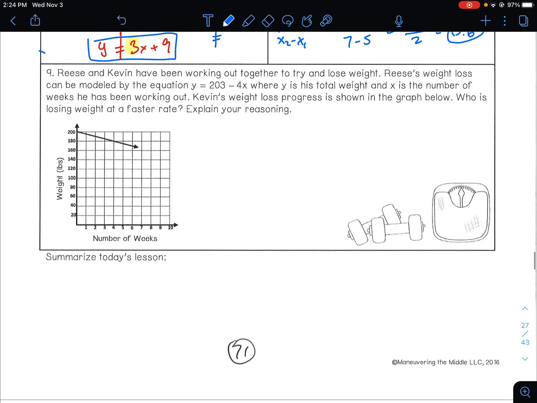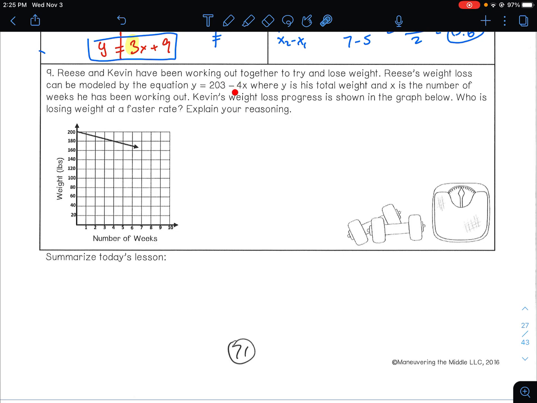Last one. Story about Reese and Kevin. They've been working out together to try to lose weight. Reese's weight loss can be modeled by the equation y equals 203 minus 4x, where y is his total weight and x is the number of weeks he has been working out. Kevin's weight loss progress is shown in the graph below. Who is losing weight at a faster rate? Explain your reasoning. Okay, this one's easy.